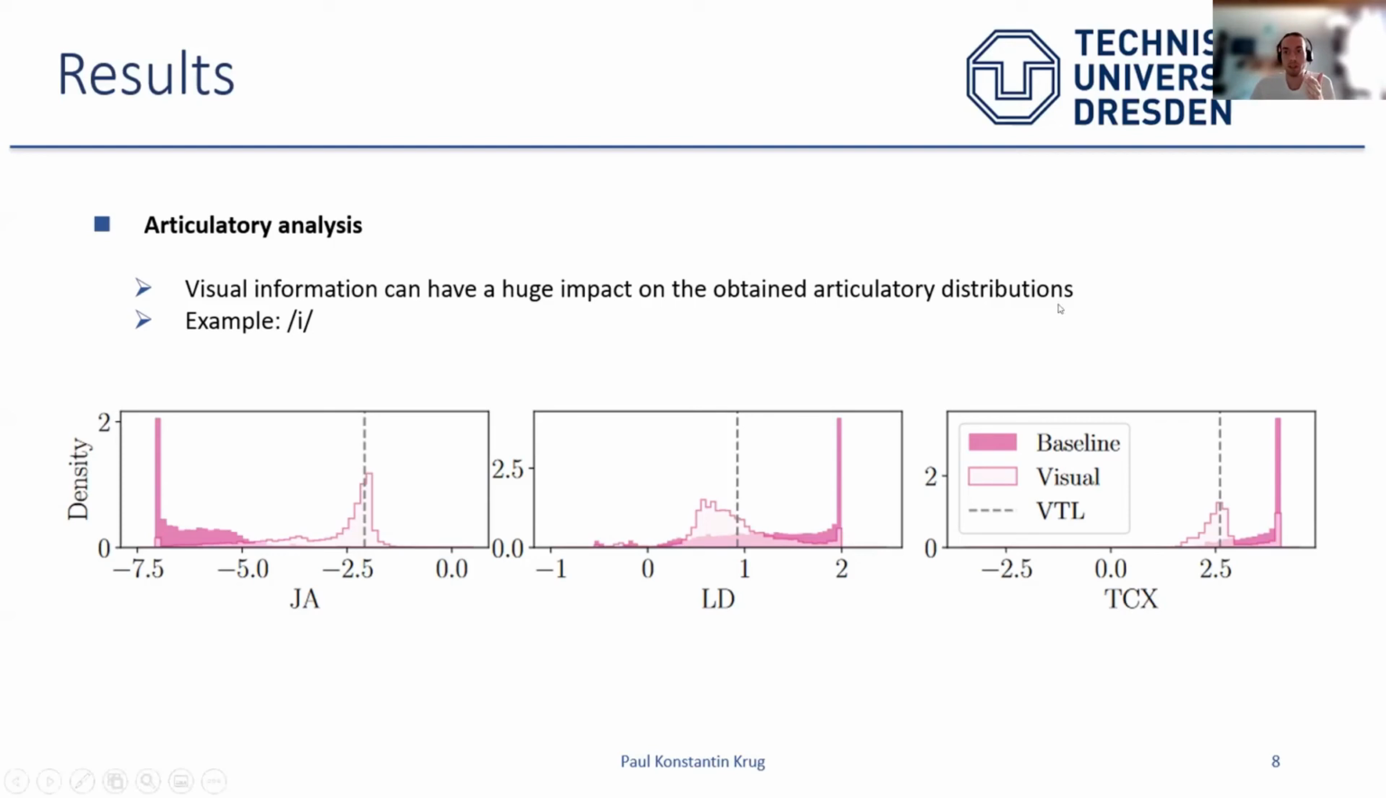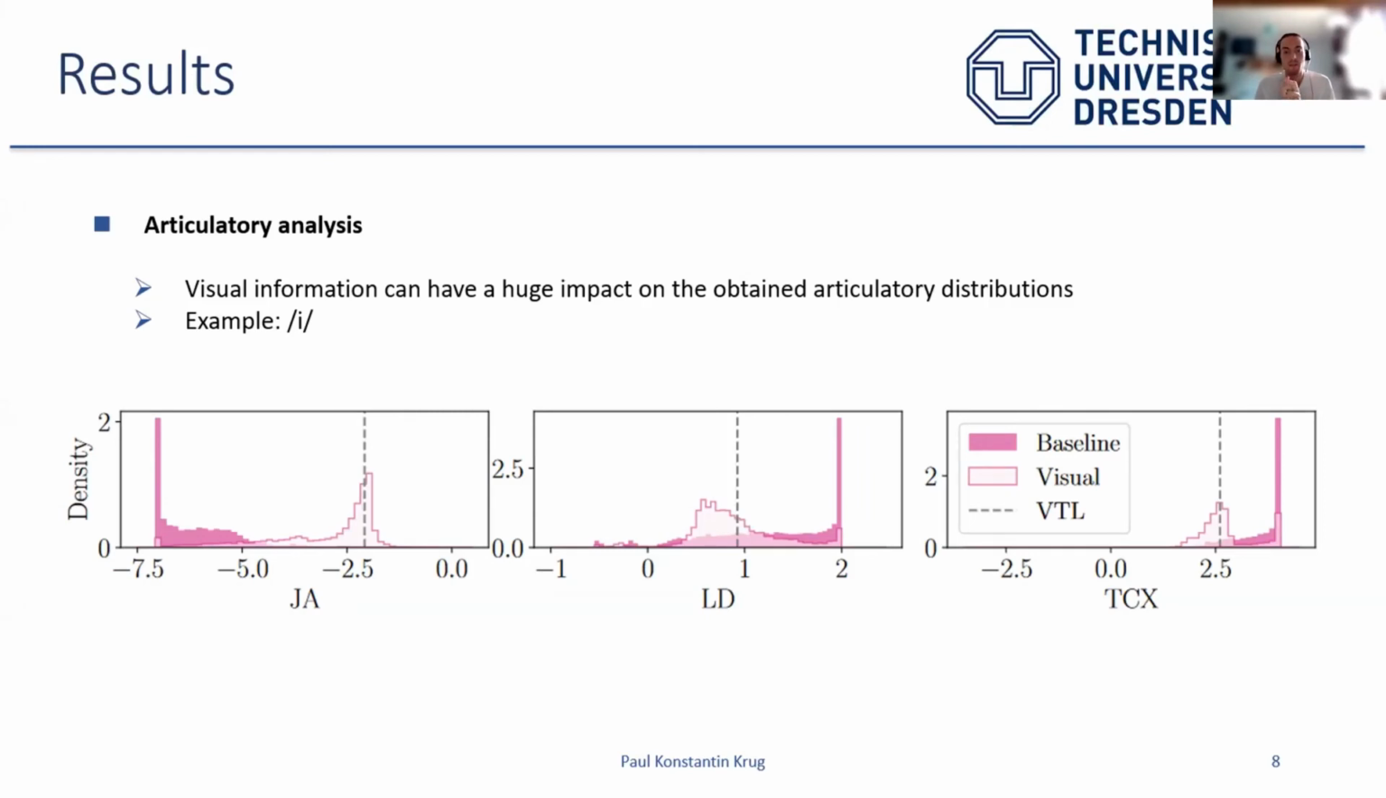But we also see that other dimensions are affected. For example, in this case, you can see there's TCX, which has previously basically no peak at around 2.5, but in the visual runs, we suddenly see that a solution emerges around 2.5, and that's exactly where the vocal tract lab preset, which is a natural shape, lives. So this is very interesting, and I wanted to see if we can see a pattern across all phonemes.